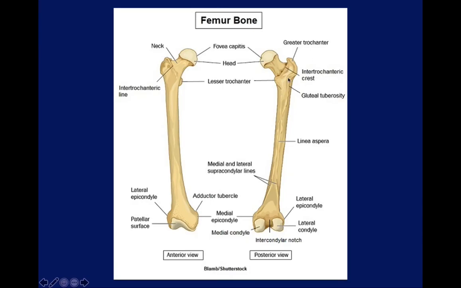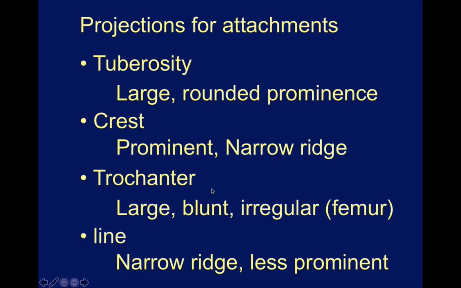One other bone in which we will see a crest is here on the femur. The femur will stretch from the hip all the way down to the knee. And here we will find what's known as the intertrochanteric crest. This again is a narrow, prominent ridge that can be found on a bone. It's much shorter than the iliac crest, and it's not as curved as the iliac crest, but it's still a narrow ridge that fits into the group that we're discussing.